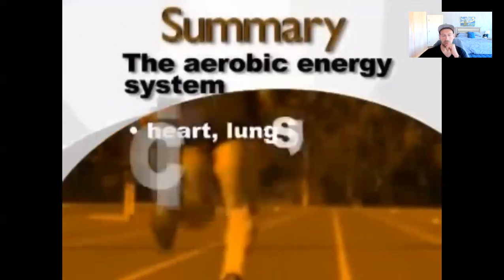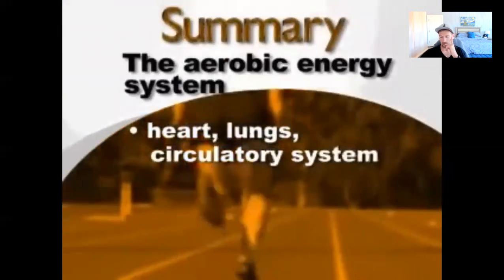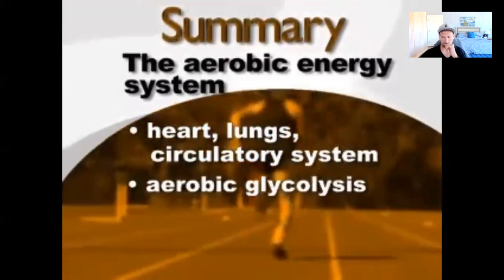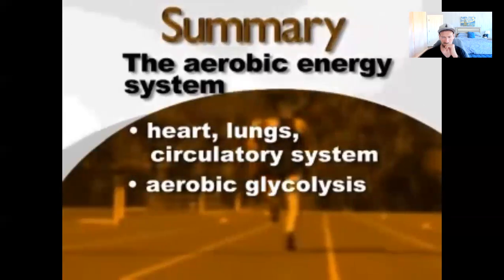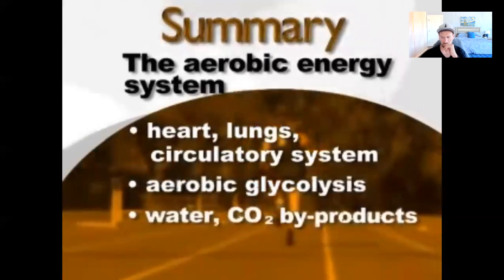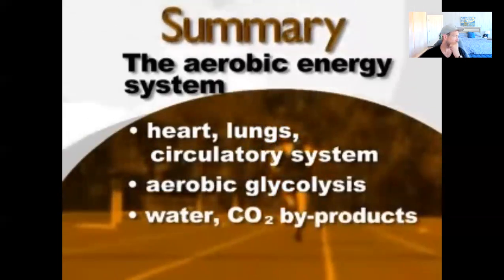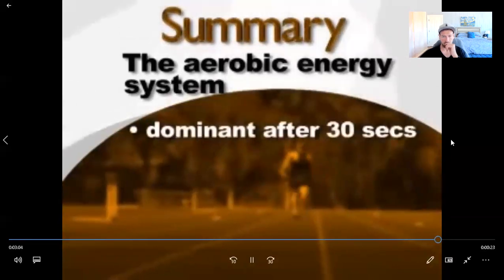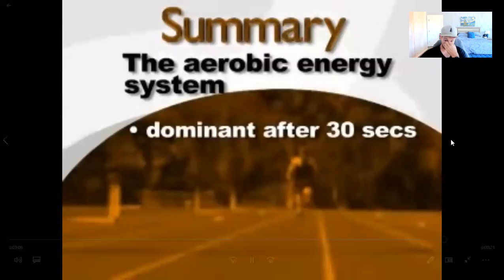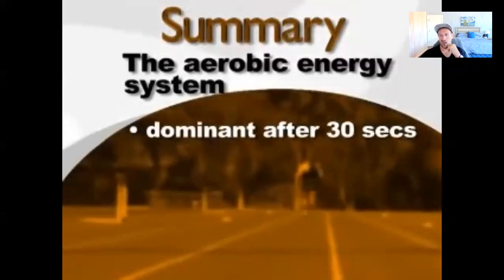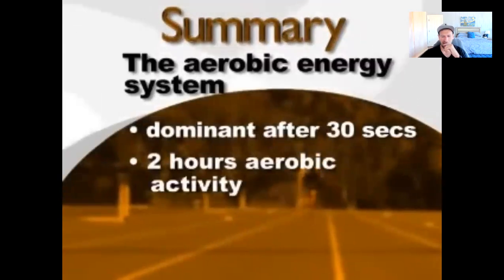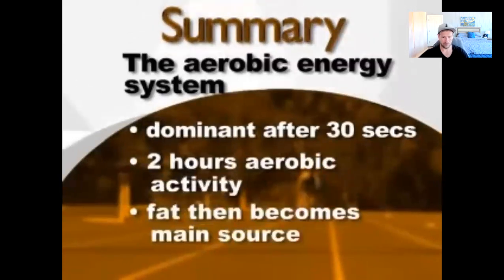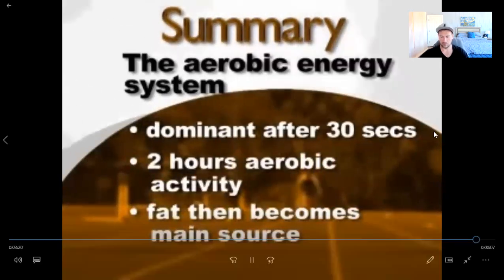The aerobic energy system requires heart, lungs, and circulatory system to provide oxygen to muscles. Aerobic glycolysis synthesizes ATP from glycogen. Water and CO2 are byproducts, which leave the cells via blood flow. The aerobic system becomes the dominant energy source after about 30 seconds of intense activity and can sustain around 2 hours of continuous aerobic activity. After this point, fat becomes the main source of ATP synthesis.